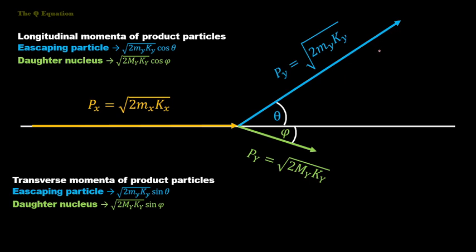After the nuclear reaction, the outgoing particle and daughter nucleus have a longitudinal velocity component and a transverse velocity component. The conservation of total energy occurs, and the conservation of momentum also occurs.